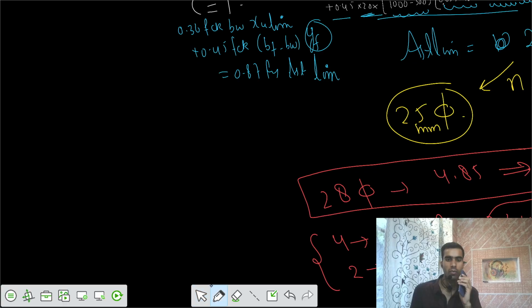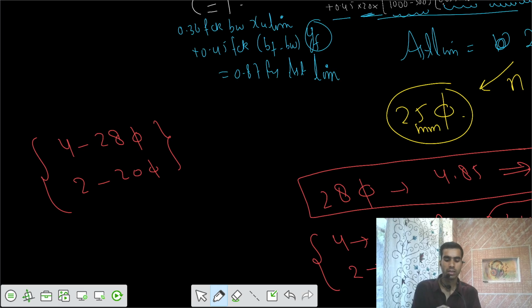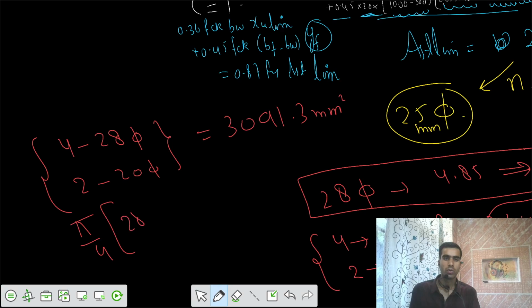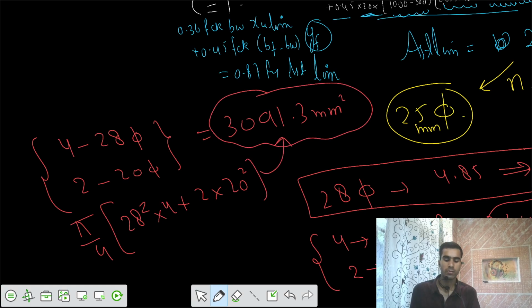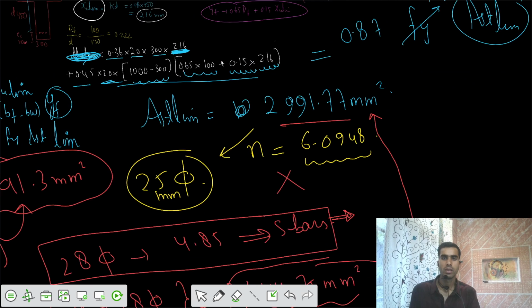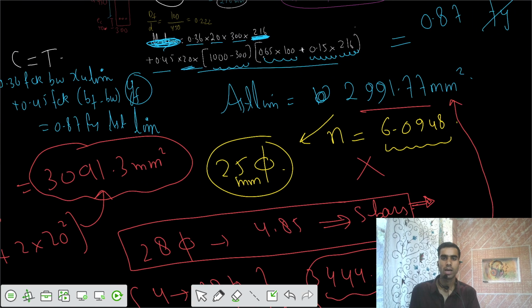So I would say we are going to select 4 bars of 28 phi and 2 bars of 20. Let's see what is the value of the area of the steel. The same data is solved here, and this comes out to be 3091.3 millimeters square, where the total area is pi by 4, 28 square into 4 plus 2 into 20 square. So I think this value is suitable. This is a feasible value if I compare it with the required value, the limiting condition.